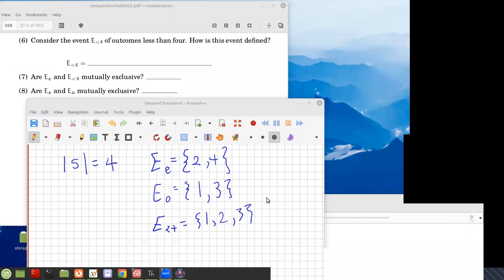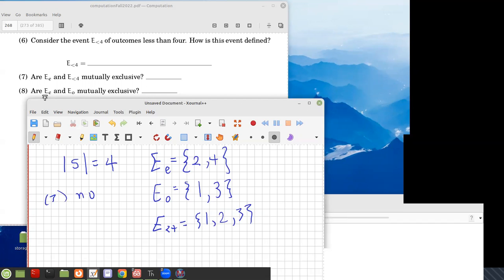Okay, so here is the event that the outcome is less than 4. You've got 1 through 3. So the question, are these two events mutually exclusive, is asking, as subsets, do these two events have any elements in common? You can see that the even event and the event of less than 4 have the outcome 2 in common, so they're not mutually exclusive. So the answer to number 7 is no.